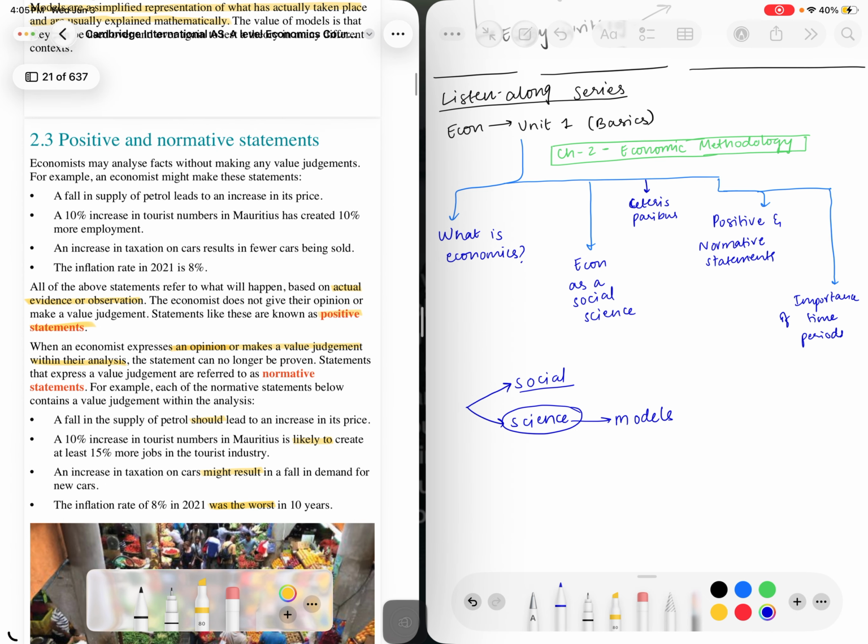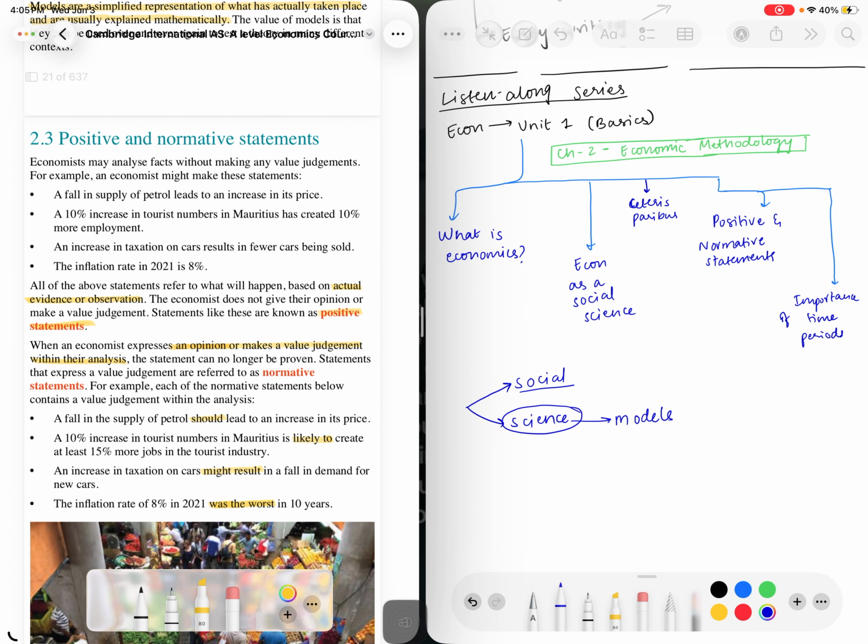Now, before getting into the depth of that, we have positive and normative statements. The main difference is that positive statements are based on actual facts. Like, a fall in supply leads to an increase in price, right? An increase in this number has created this amount in employment, right? It's an actual fact that's observed and can be reported on and fact checked. That is a positive statement.